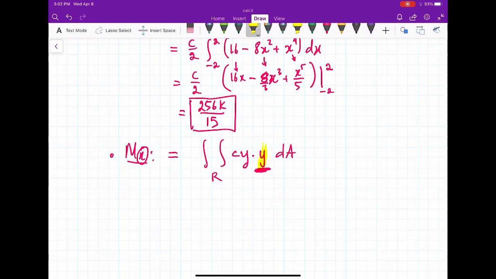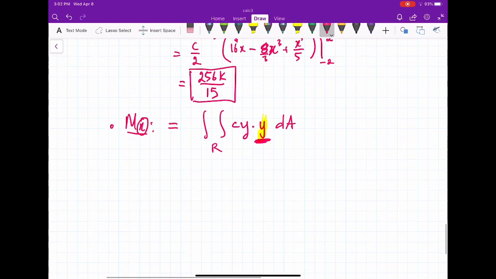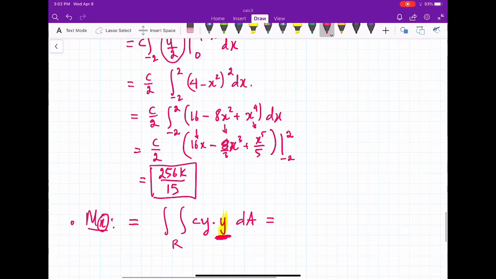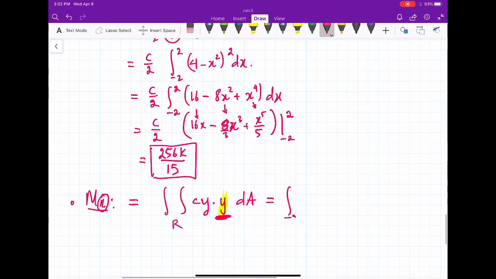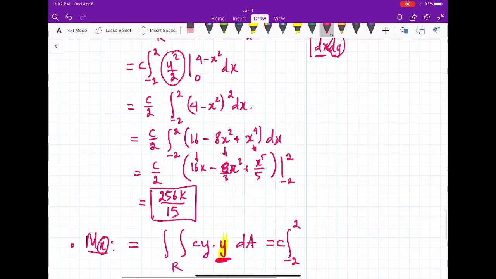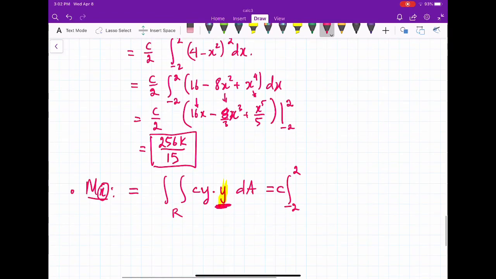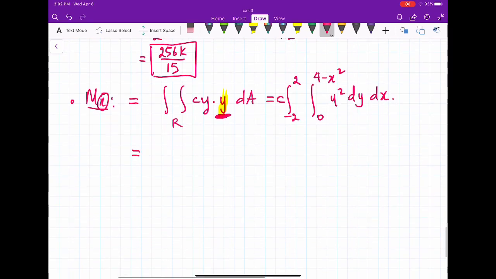I mentioned right here, okay. So similar to the previous case, we can rewrite this as an integral from where to where? Let me see. Integral from -2 to 2, and then we have c right here, and then we have the integral from 0 to 4 minus x squared of y squared dy dx.